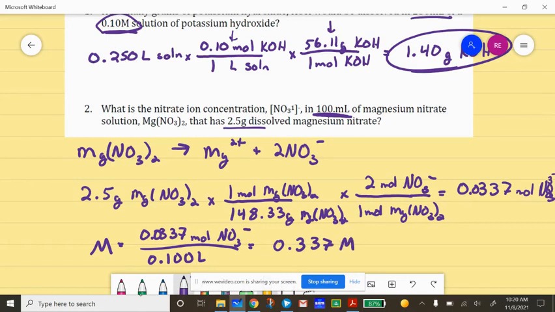0.337 molar nitrate ion in that solution. That's our final answer.